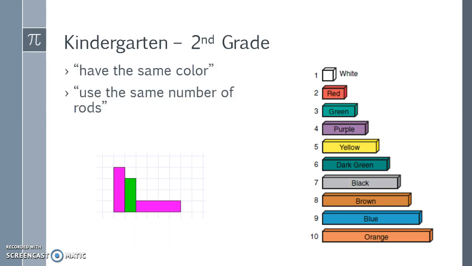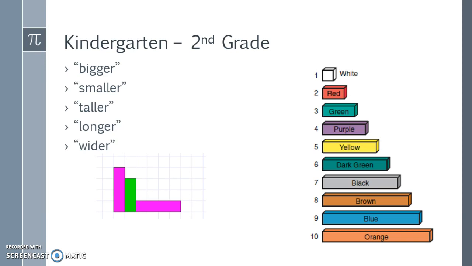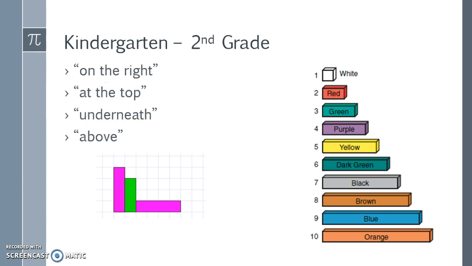Did you come up with some items like this? They have the same colors. They use the same number of rods. Did you use any other words such as bigger, smaller, taller, longer, or wider? Or perhaps you used words like on the right, at the top, underneath, and above. All of these are wonderful explanation words, and descriptive words that we're trying to get kindergartners through 2nd graders used to using as descriptions.